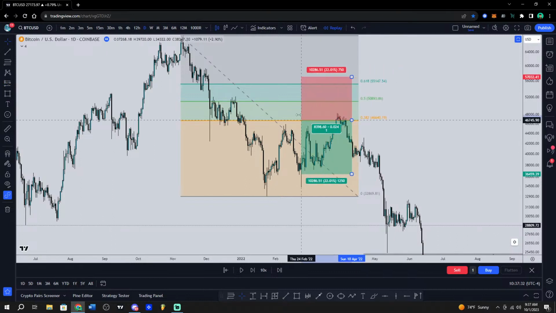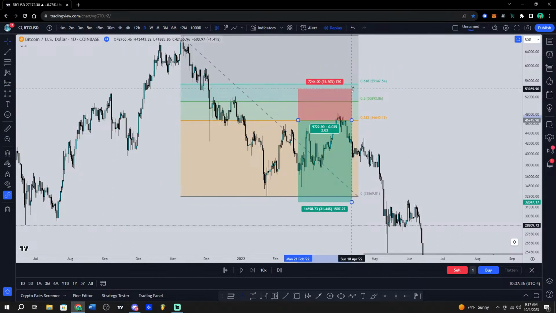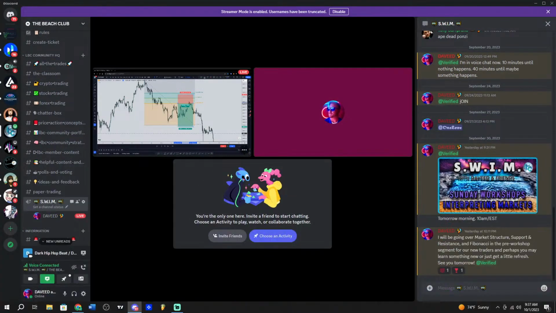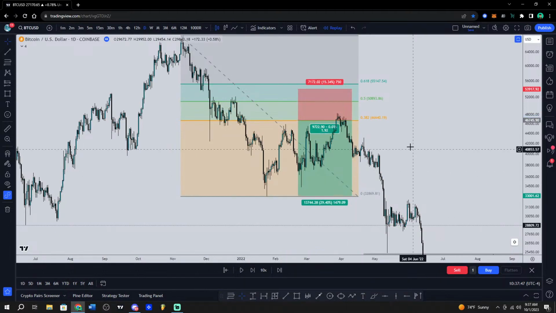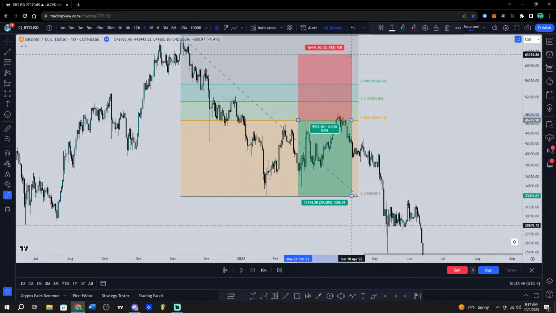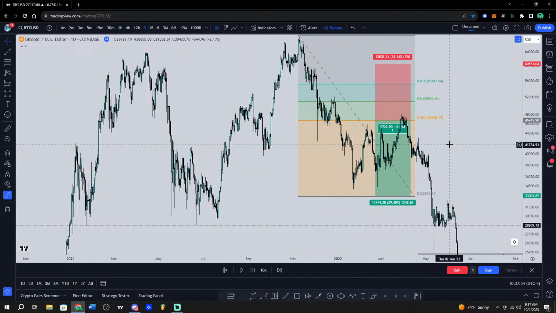Guys, what are the odds of a trade? Does anybody know? Let's go to swim. Is anybody in swim? Nobody's in swim. Oh my God. Where's a 1-to-1? Look at that. 1-to-1, 30%.